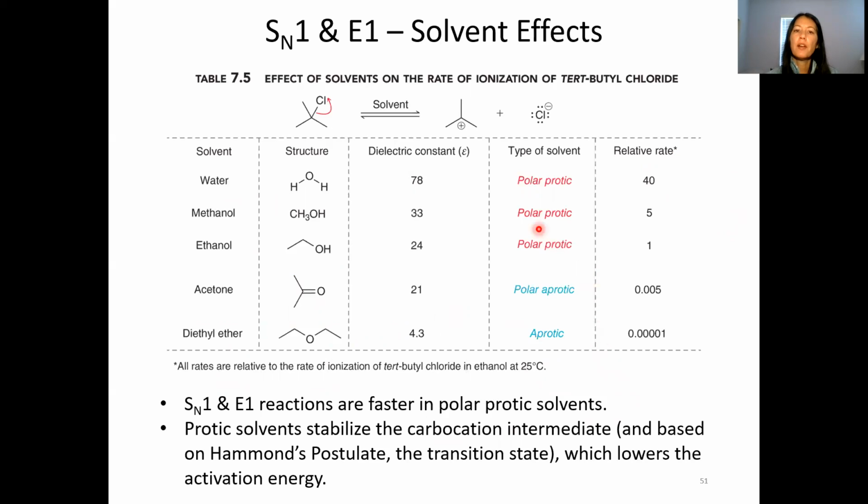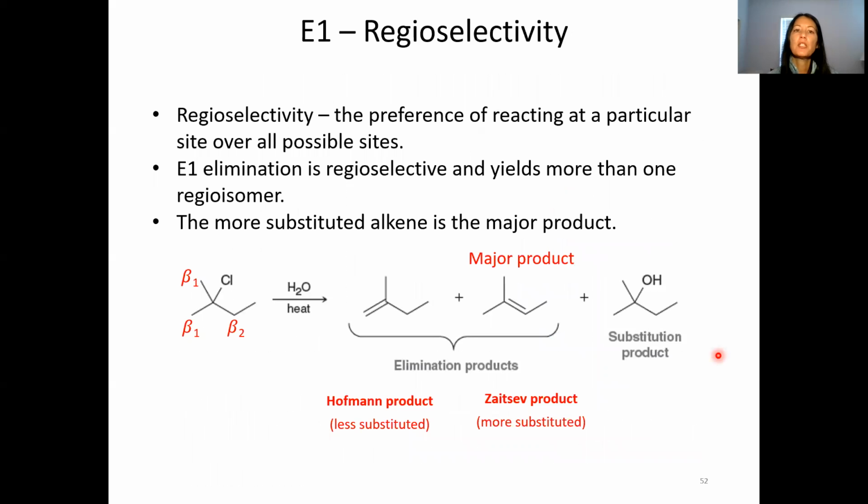Let's talk about solvent effects. I already mentioned polar protic solvent is very good for SN1 and E1. So those have the OHs. These are good because they have the strong dipole that can stabilize and lower the energy of the transition states. The rates are higher. So I don't want to say too much about that, but again, polar protic solvent is good for E1 and SN1. I'm going to talk about regioselectivity and stereoselectivity.